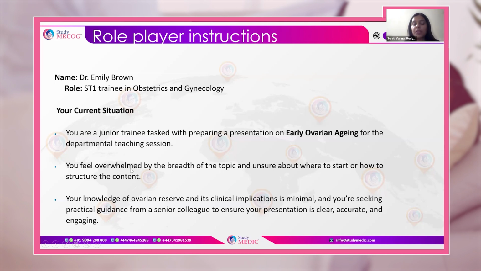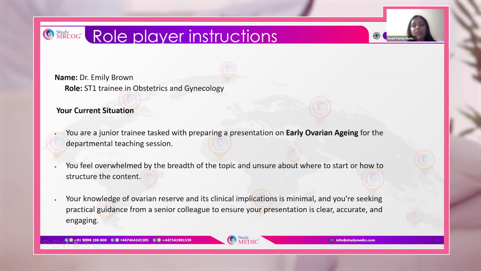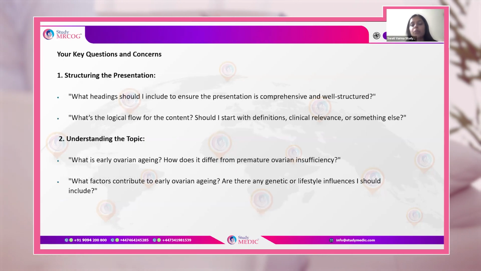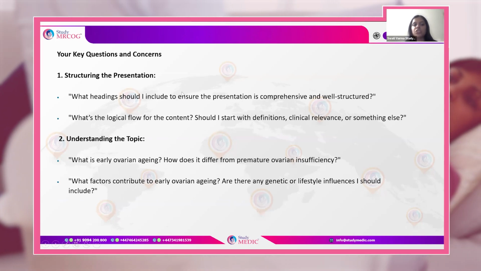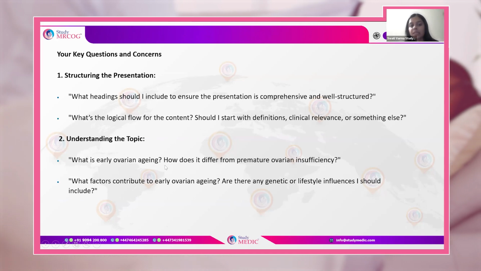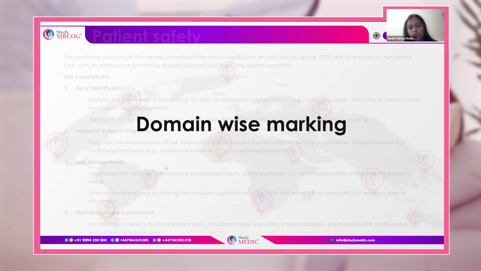Your role player might be quite overwhelmed by the breadth of the topic and the background knowledge. You never know, maybe he or she already has an idea about the basics. Maybe he or she is absolutely wrong. Then there are some questions the role player can ask if he or she doesn't get the proper answer from you. They may ask further. So you can go through these questions later.